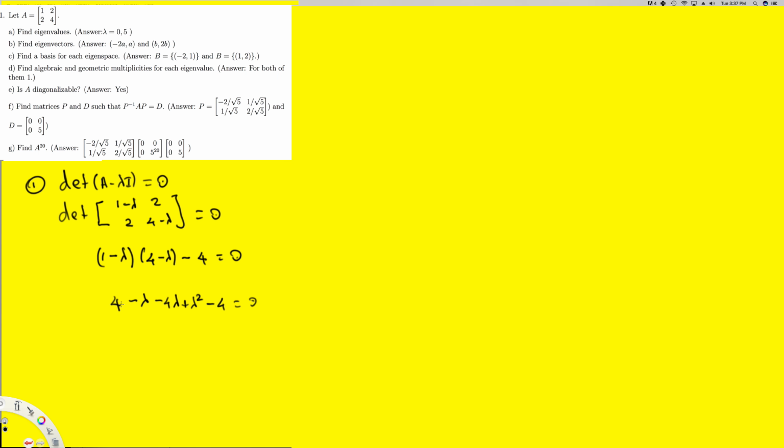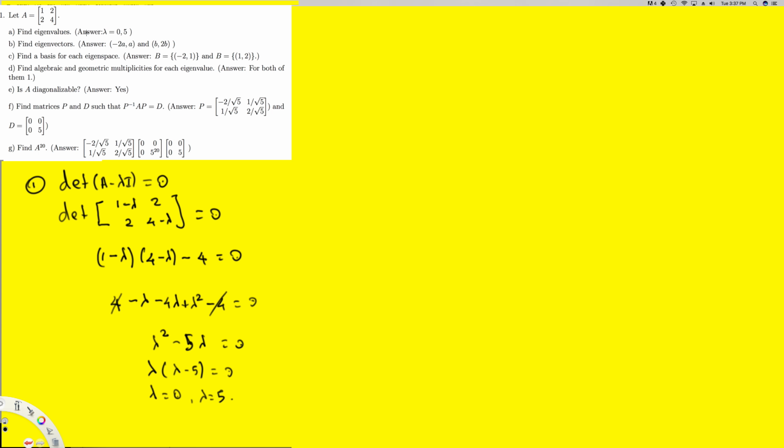From this we can cancel 4 and minus 4, and if I rearrange this, this is going to be lambda squared, and minus lambda minus 4 lambda is going to be minus 5 lambda, equal to 0. I can take lambda common to factorize this. If I take lambda common, this is going to be lambda minus 5. Therefore lambda is equal to 0 and lambda is equal to 5. So these are the two eigenvalues.